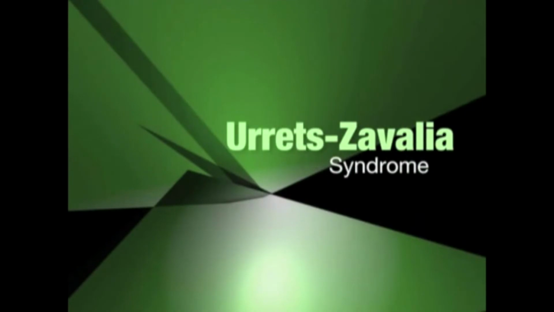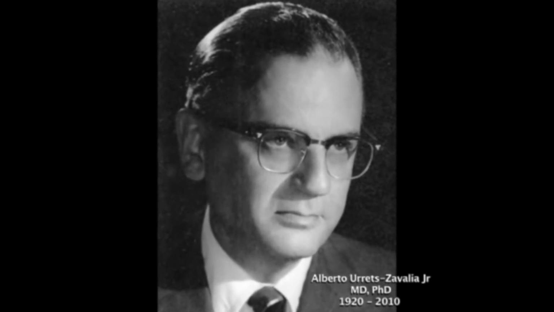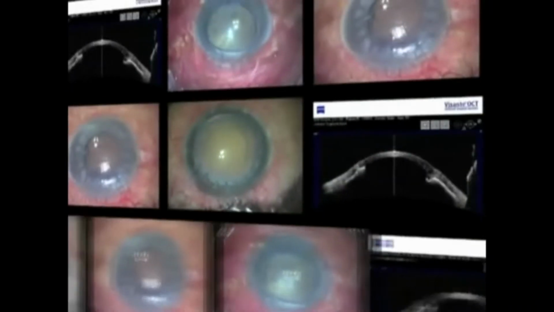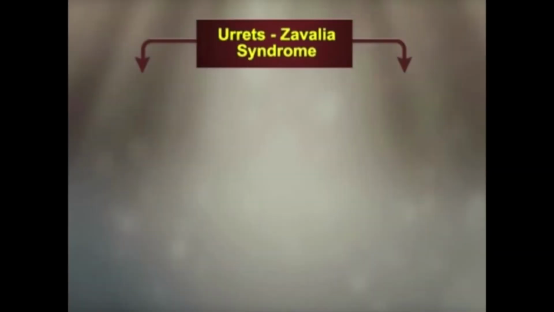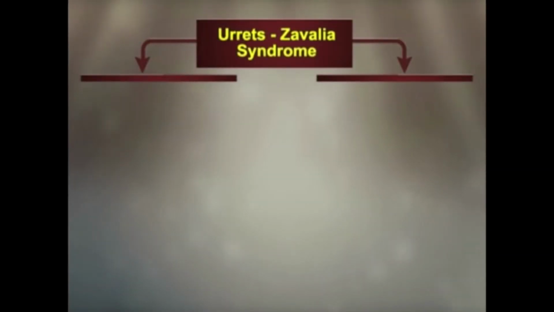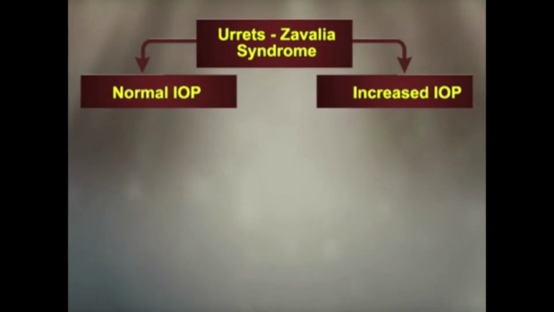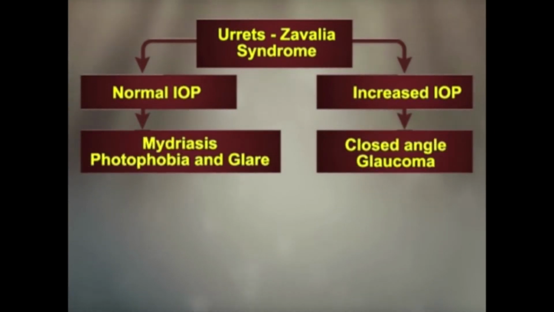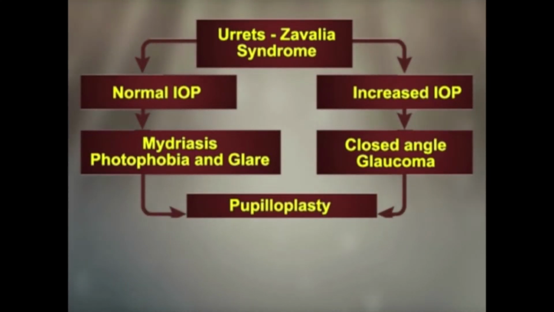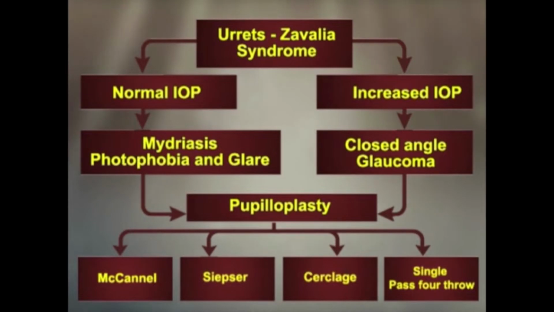Urrets-Zavalia syndrome is a clinical condition first described by Dr. Alberto Urrets-Zavalia Jr. in 1963 with wide and rigid pupils following penetrating keratoplasty. In Urrets-Zavalia syndrome, patients can have normal intraocular pressure (IOP) or increased IOP. If there is normal IOP, there is mydriasis, photophobia and glare. Increase in the IOP is due to a closed-angle glaucoma, and the treatment is pupilloplasty or any technique of pupilloplasty.